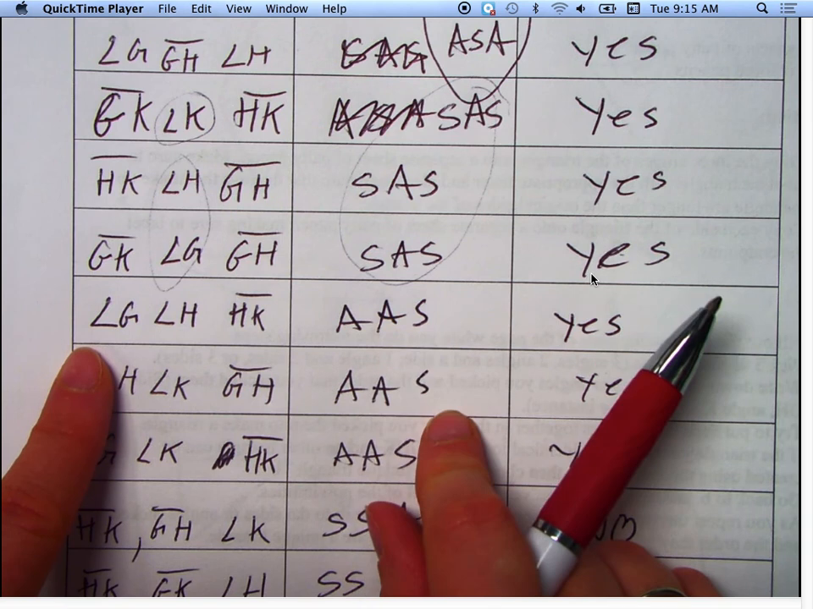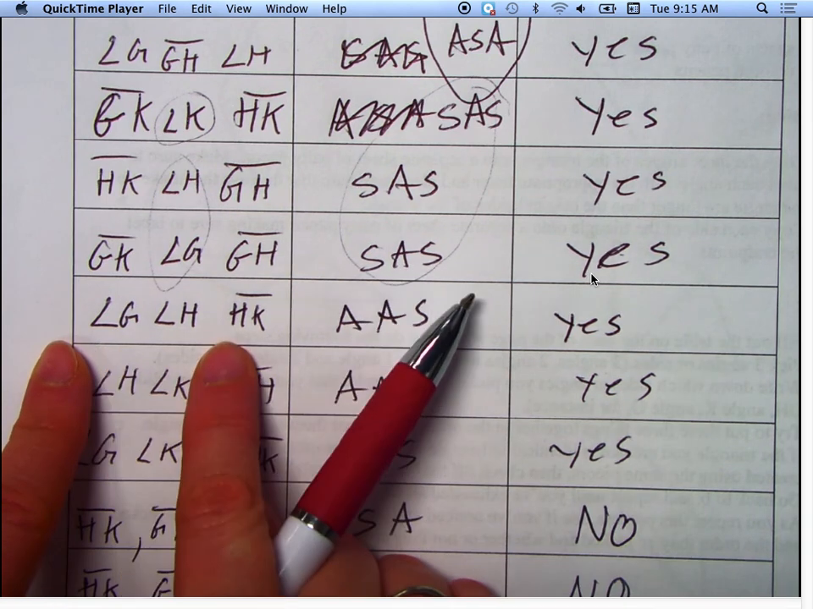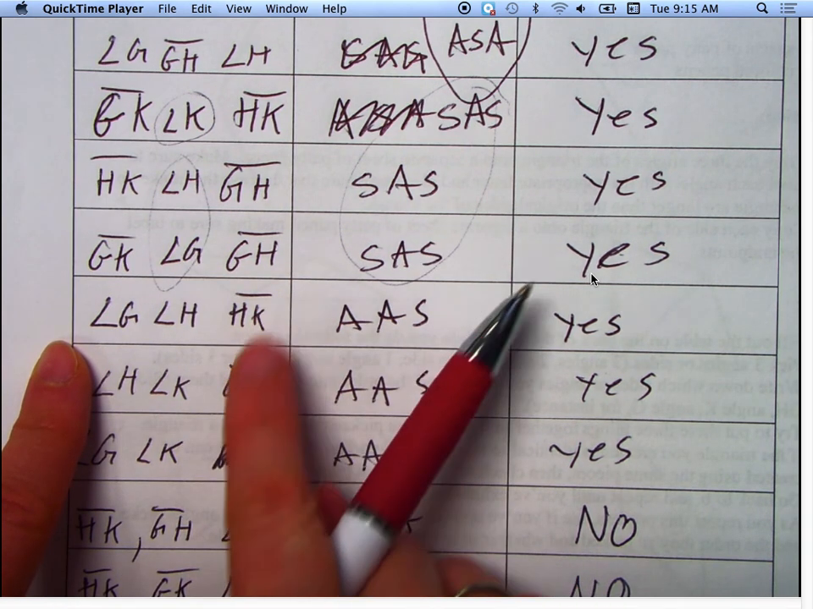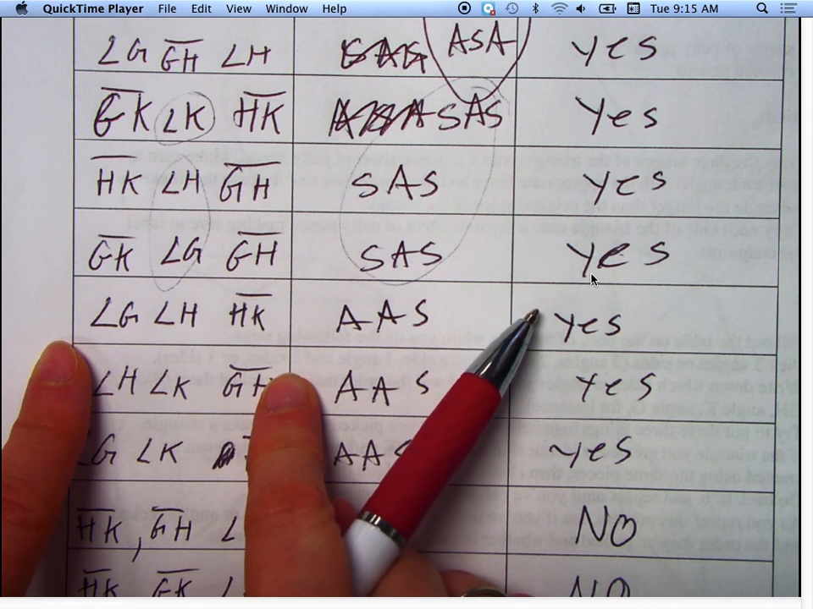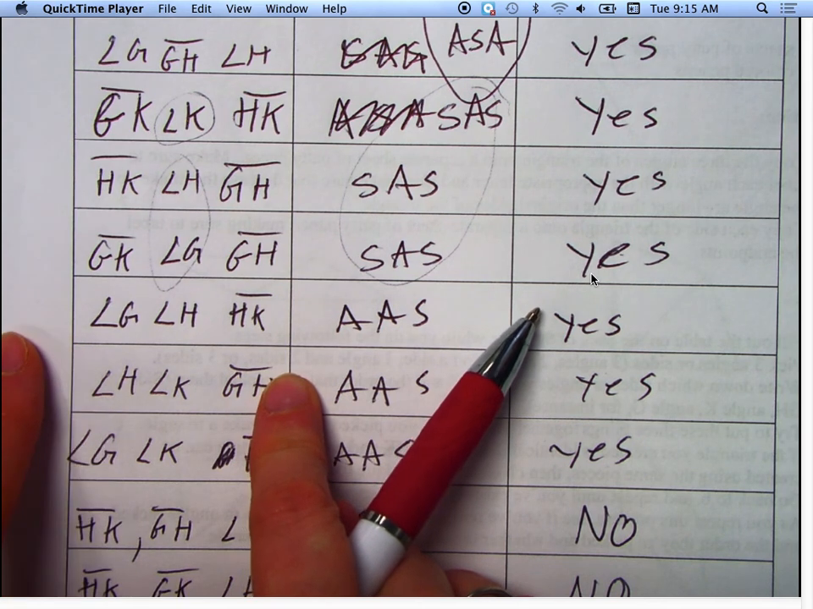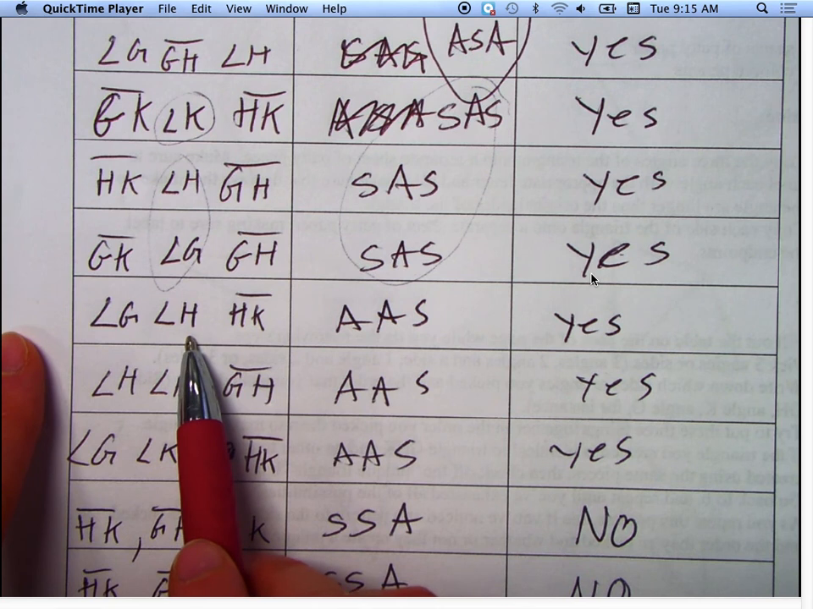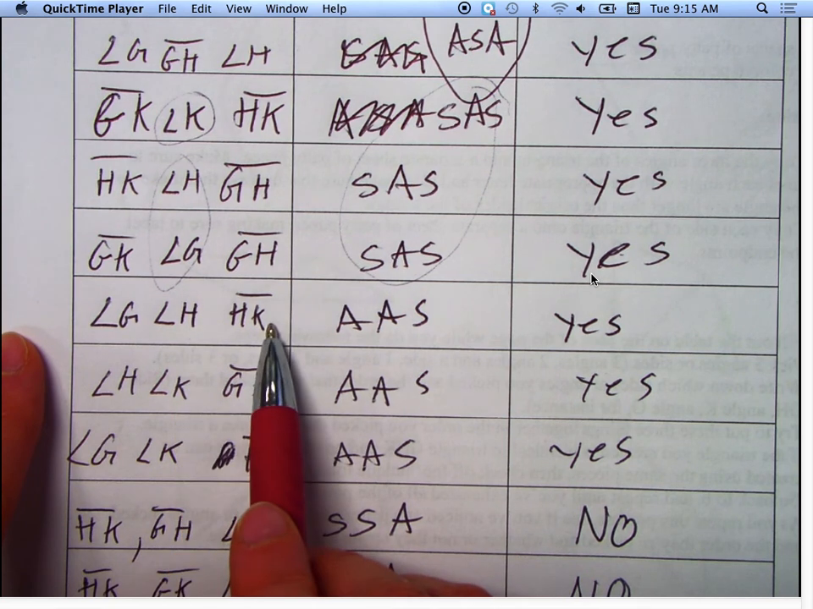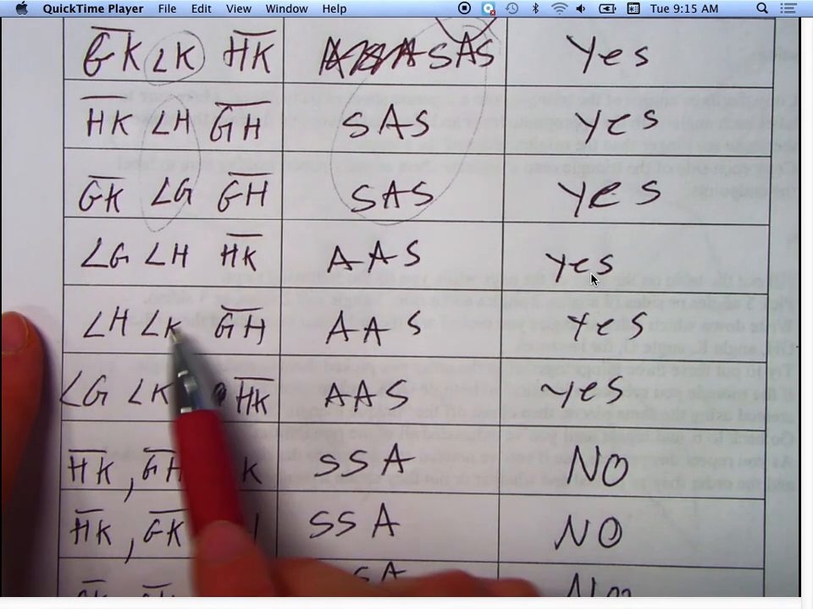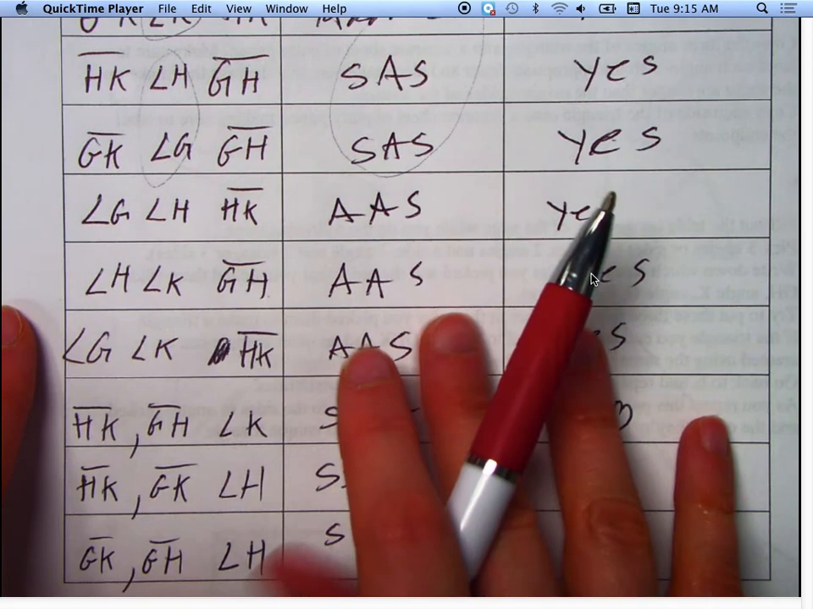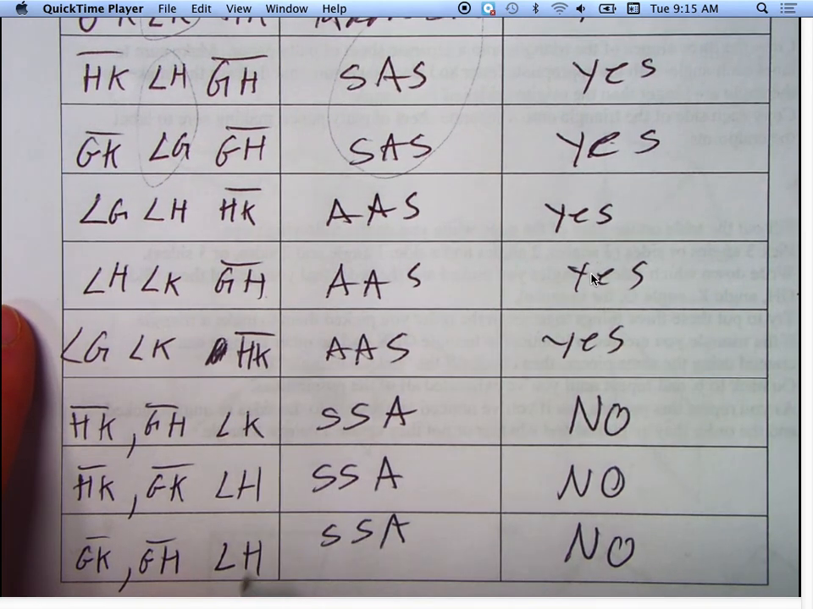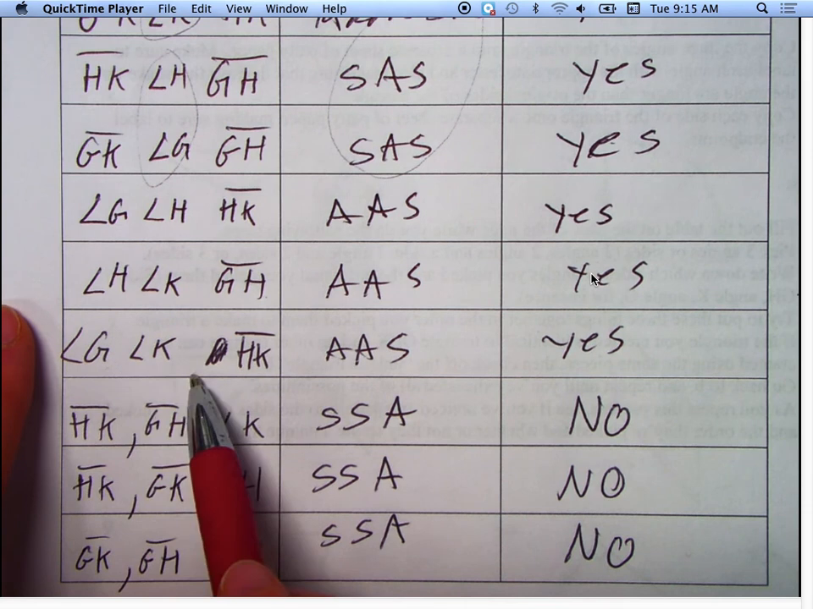Now, angle, angle, side: I can use any 2 angles and a side. The only side I can't use is the one in between, because then it makes a different one. So if I use G and H, I can't use side GH. See how I used HK? If I use angles H and K, I'm using GH. G and K, I used HK. I just can't use GK.